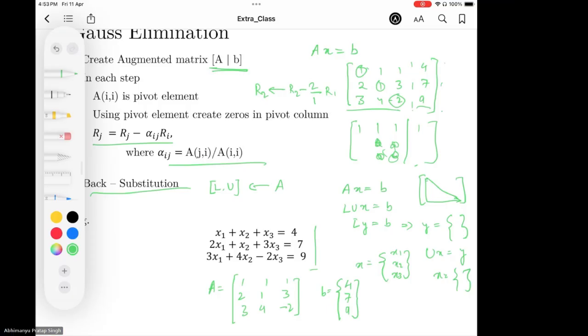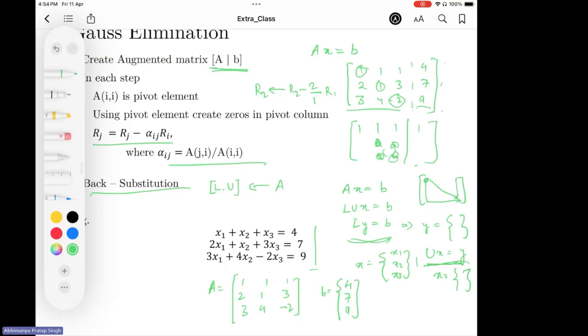So when we are using this equation, Ly is equal to b, this L is a lower triangular matrix, so that is not actually back substitution. We are starting from the first element and going downwards. It's just the opposite of back substitution. In Gauss elimination also we are basically doing this step: we get this upper triangular matrix and then we do that. Now we will look at how to do this in MATLAB.